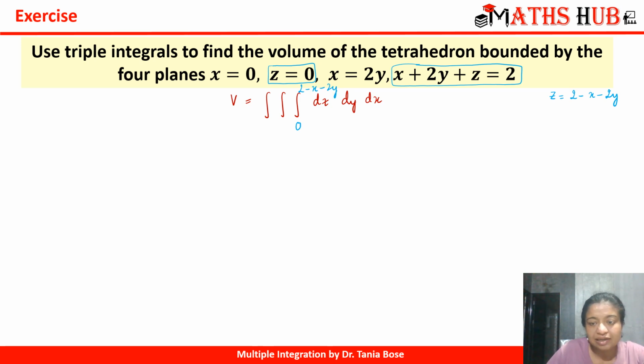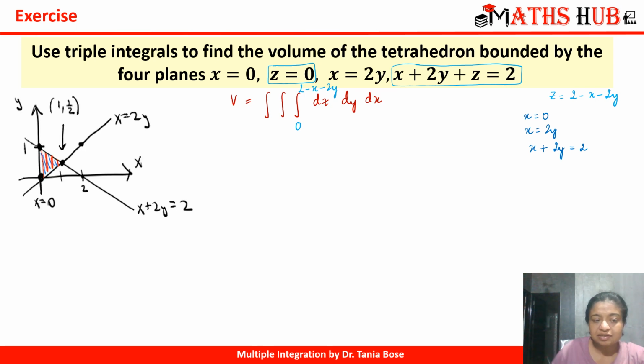Once we solve the inner integral, z will go off and we will be left with the surfaces x equal to 0, x equal to 2y, and x plus 2y equal to 2. So these are the three surfaces left, right? Now when these three surfaces are left, we can plot this in 2D, right?